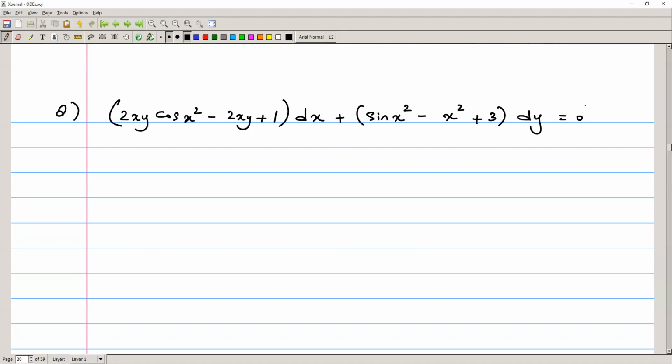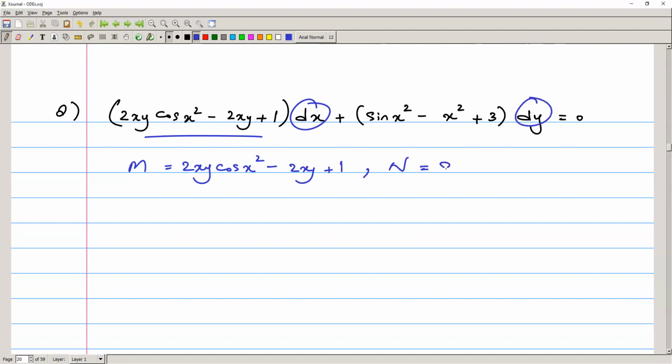The first step is to identify M and N. That is pretty simple. Whatever is with dx, we call it M. So here M is 2xy cos x squared minus 2xy plus 1. And whatever is with dy, that is N, which is sine x squared minus x squared plus 3. Right, so let's apply the partials.